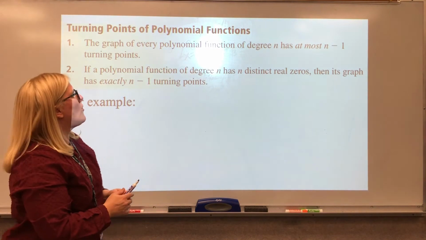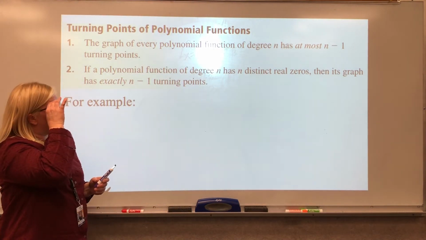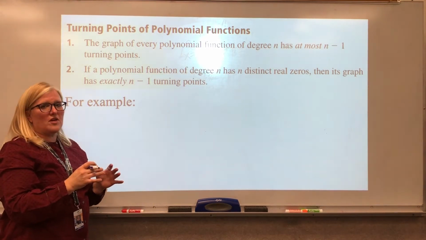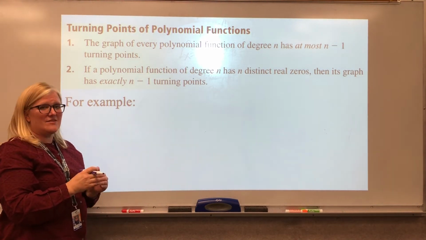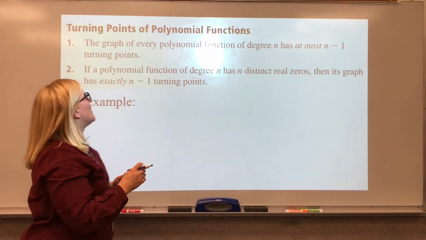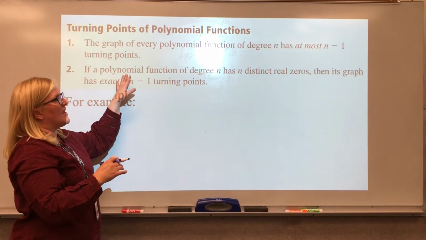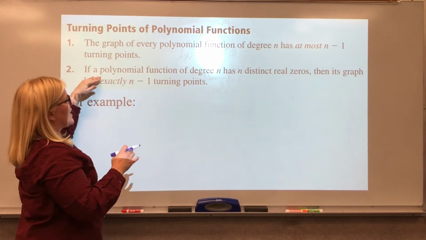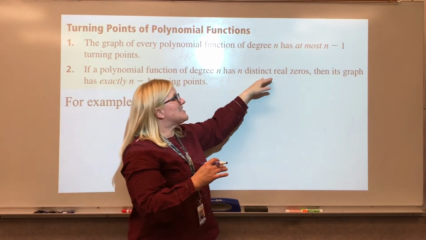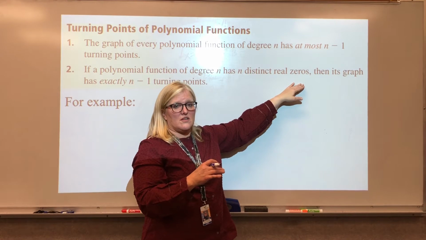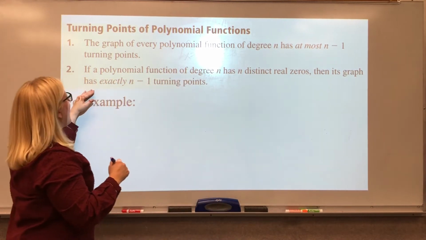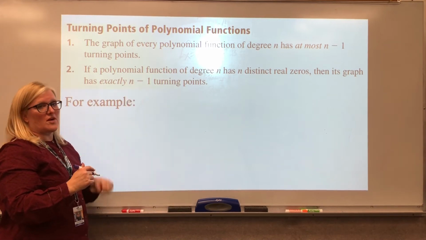Okay, so turning points of polynomial functions. The graph of every polynomial function of degree n has at most n minus 1 turning points. Then, as a second part, if a polynomial function of degree n has n distinct real zeros, that means that's where it crosses the x-axis, then its graph has exactly n minus 1 turning points.